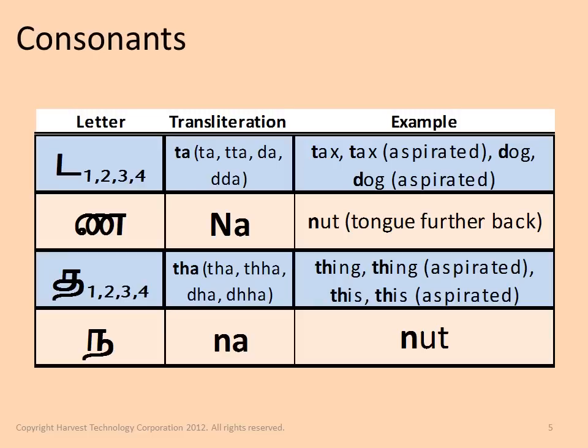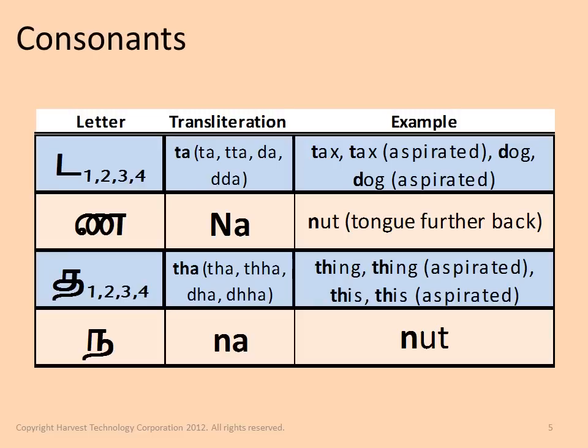Okay, so the next consonant is "ta." It's pronounced similarly to the T in the word tax, except the tongue is a little further back on the roof of the mouth. So instead of the tongue being slightly behind the front teeth, it's even further back.